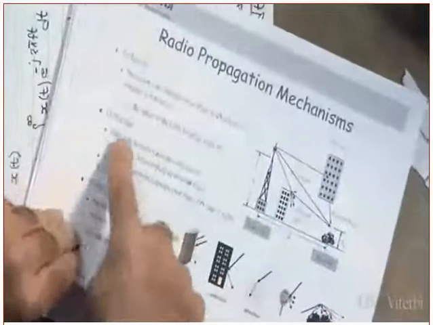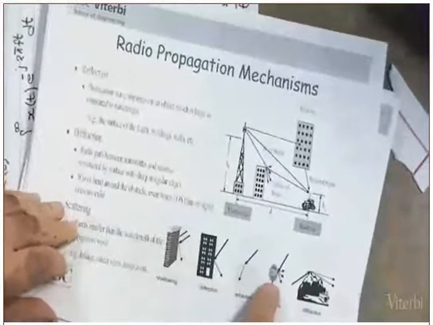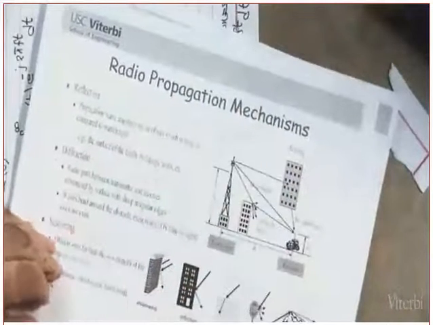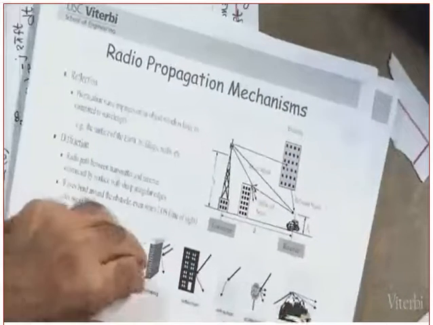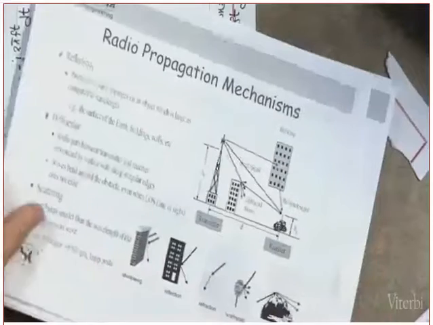Okay, I lost track. Where is the picture? Okay, this is the one that I just showed you about reflection, diffraction, and scattering. Clear? Scattering, again, as I told you, is from things like a lamp post or a raindrop, and diffraction is from the hilltops and so on.